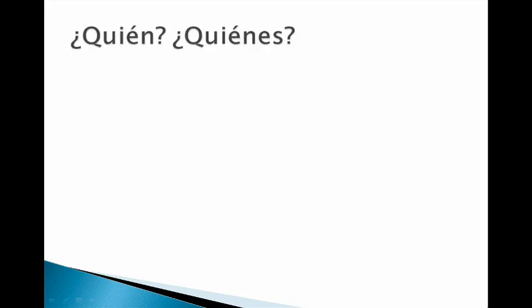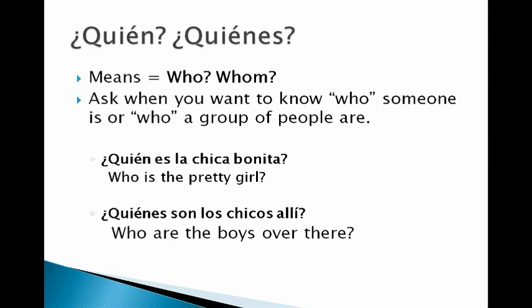First, let's look at quién and quiénes. First of all, we can notice that there's a singular and plural way to say this word, so we're going to have to make it agree with the sentence. It does mean who or whom. And you're going to use this when you want to know who someone is or who a group of people are. For example, ¿Quién es la chica bonita? Who is the pretty girl?